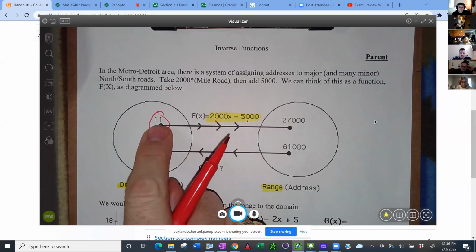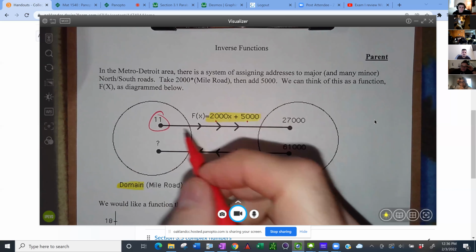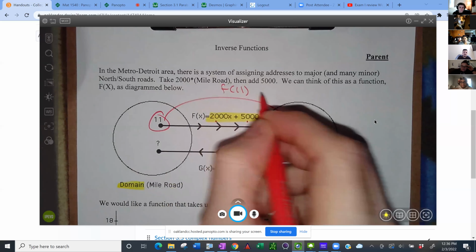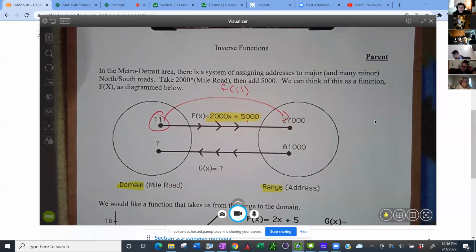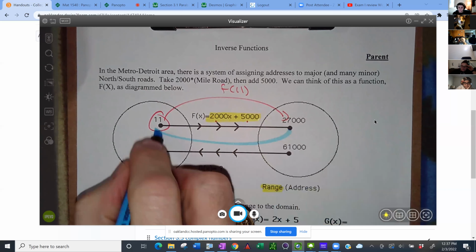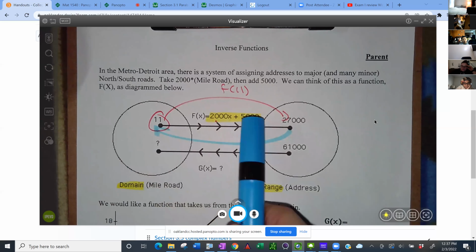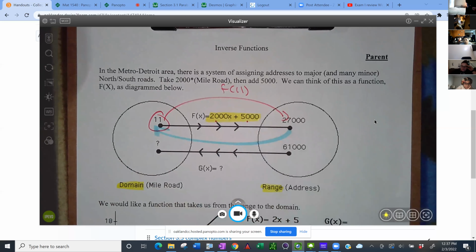2,000 times 11 is 22,000 plus 5,000 is 27,000. That's great. That's applying the function. f of 11 gives you 27,000. Well, what I did with my student is I kind of did the opposite of that. I somehow went from the address back to the mile road. And that's a cool trick, but it's undoing what the function does. It's doing the opposite of that. And that's the nature of an inverse function, is that it undoes what the function does.